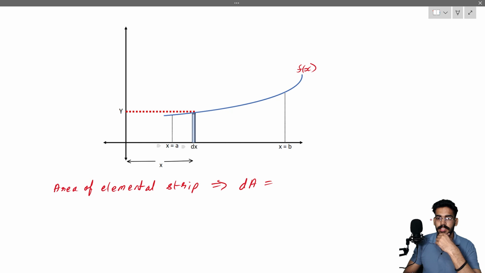What is the width of this strip? This is a rectangle, I can assume, right? So what is the width of this rectangle? dx. And what is the height of this rectangle? That is y, right? Height and width. So y dx is the area. Now if I want to find the total area, these are small strips, right? There will be infinite small strips, so to find the total area, what will I do? I will just integrate.